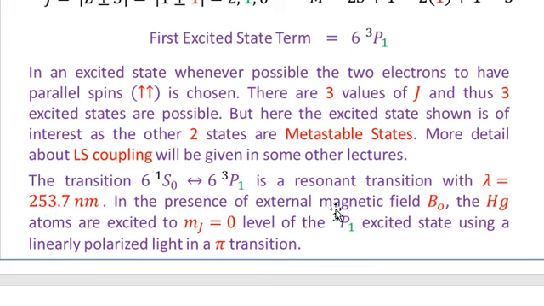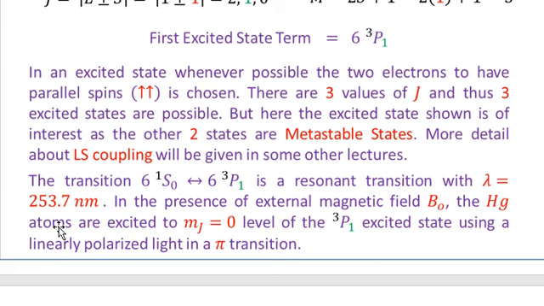253.7 nanometer. In the presence of the external magnetic field B naught, the mercury atoms are excited to the mJ equal to 0 level of the 3P1 excited state using linearly polarized light in the pi transition. So you see that this is the transition from 6 1S0 to 3P1. The transition will give you this wavelength, which is 253.7 nanometer, and this is the resonant transition.